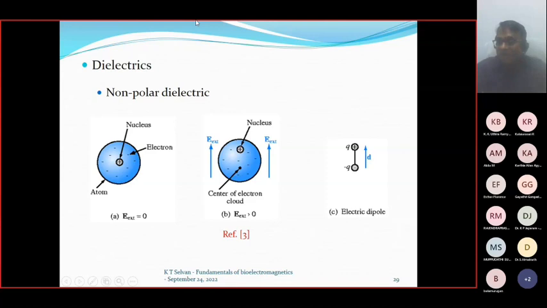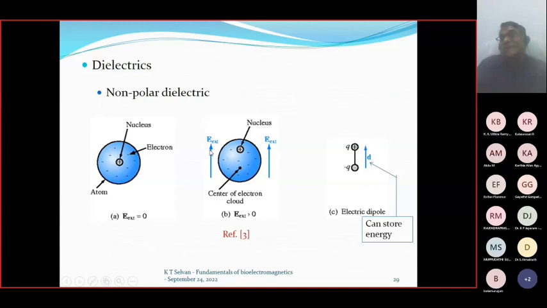Is that clear? A stretched spring. Therefore, this can store energy. Yes, a stretched spring has energy, isn't it? If you suddenly release it, it comes back and hits your hand, and it hurts because of the energy. But an unstretched spring does not contain energy. So we say this atom is polarized. How is it polarized? By an external electric field.